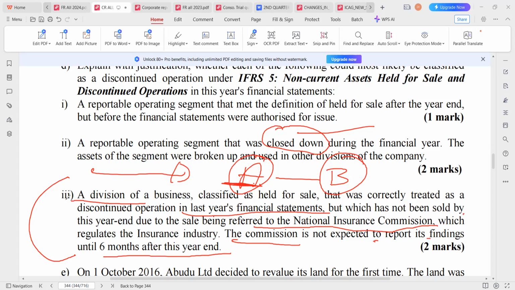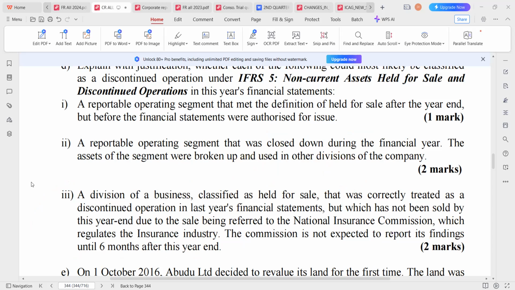Remember, they can classify it. Why? Because it is beyond management control. Good. So they can still classify it. That's all for your question. And I was so shocked to see this same question in corporate reporting, the same question in financial reporting.